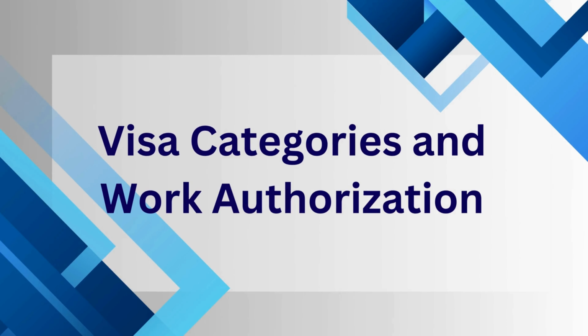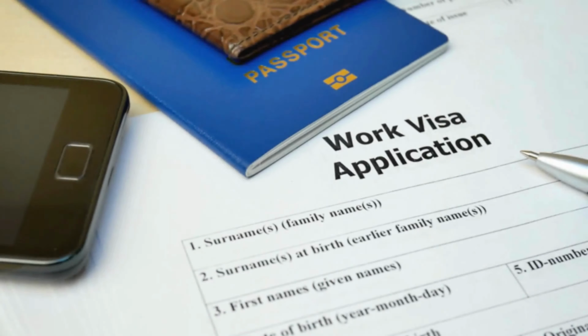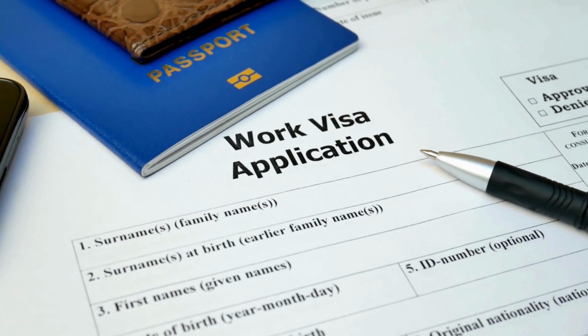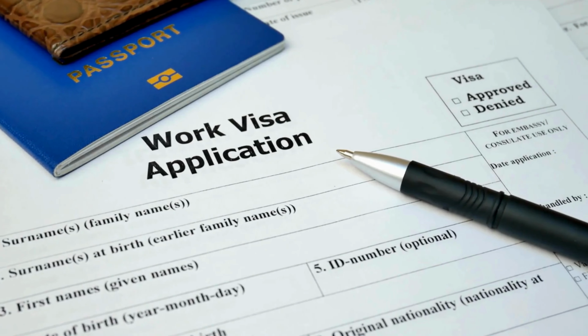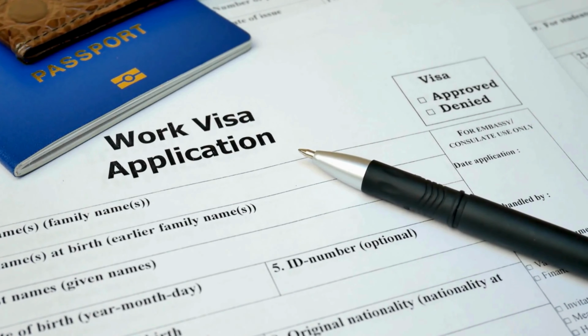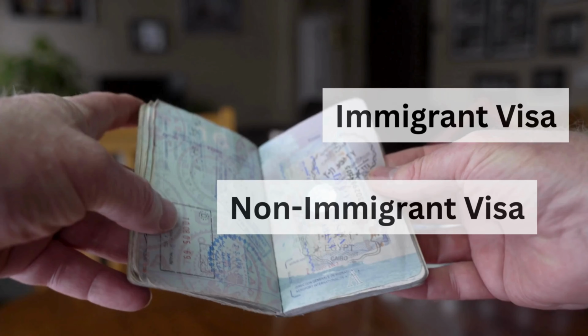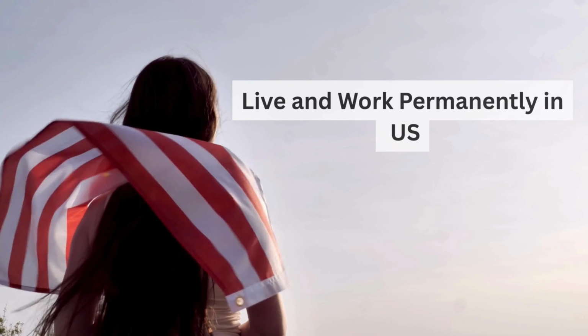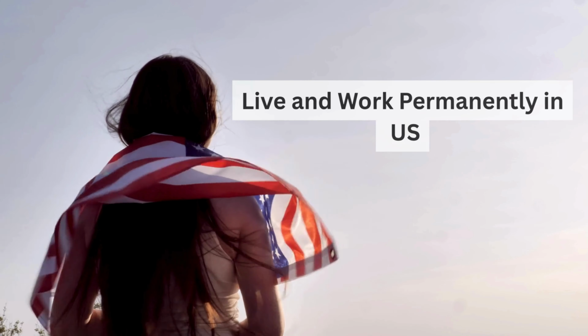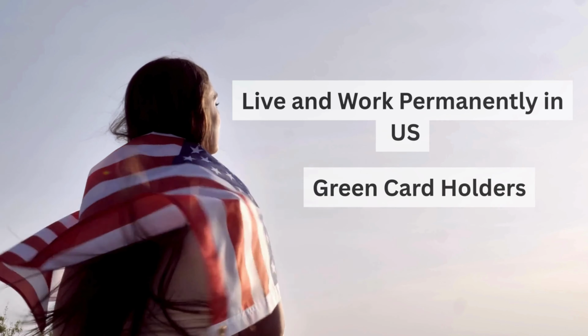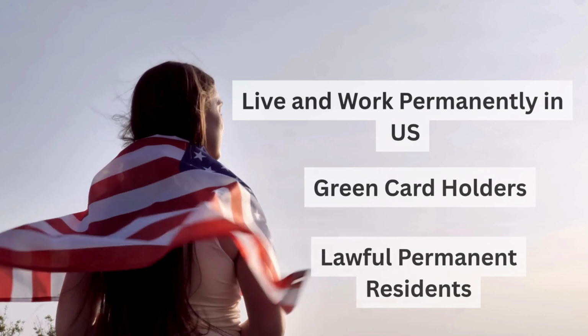Visa categories and work authorization. Understanding visa types is essential in U.S. staffing since every candidate must be legally eligible to work in the country. There are two main visa categories: immigrant and non-immigrant. Immigrant visas are for individuals who plan to live and work permanently in the U.S. This includes green card holders, who are lawful permanent residents.